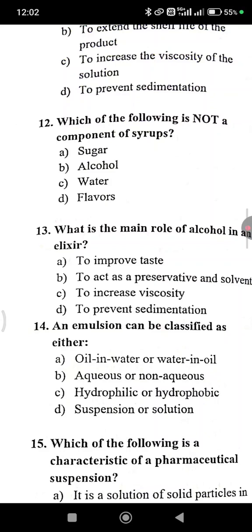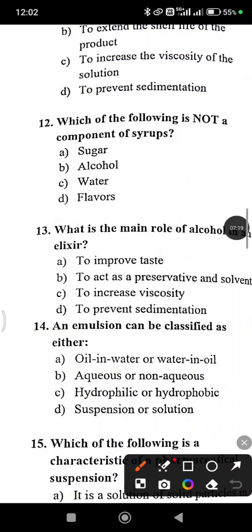Let's go to question number 13. What is the main role of alcohol in elixir? To improve taste, to act as a preservative and solvent, to increase viscosity, to prevent sedimentation. The answer is to act as a preservative and solvent.